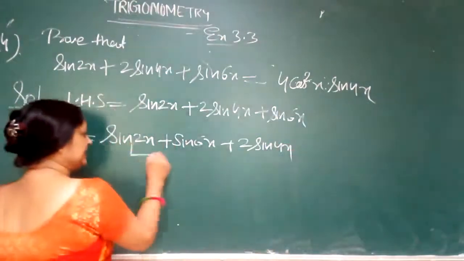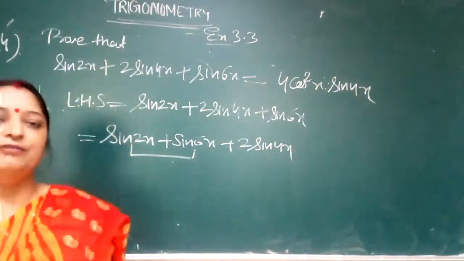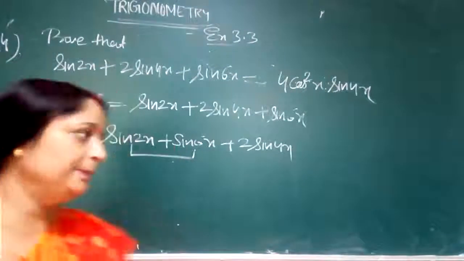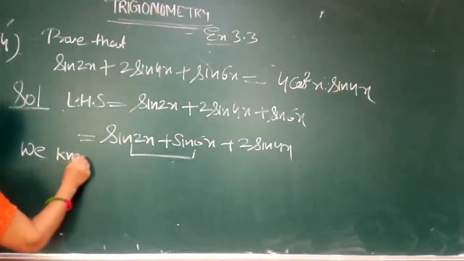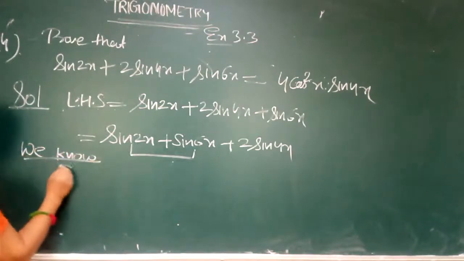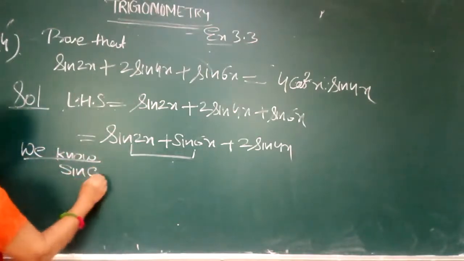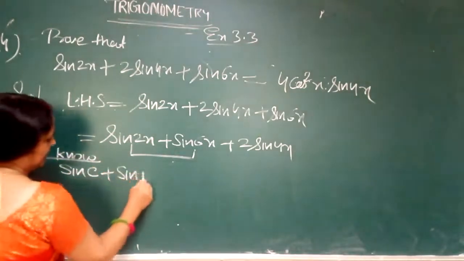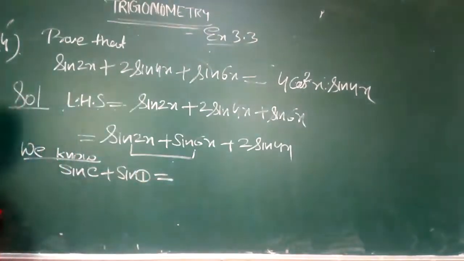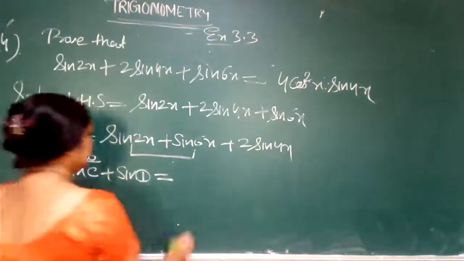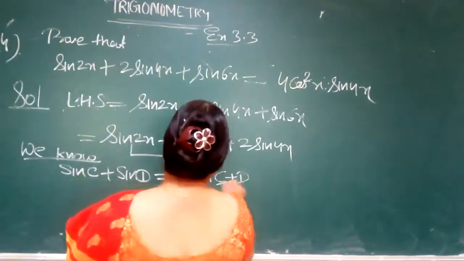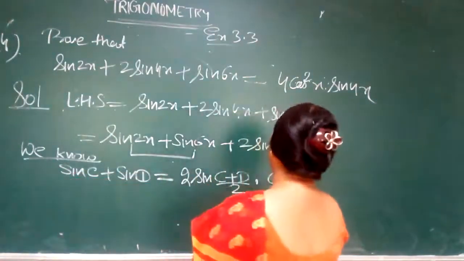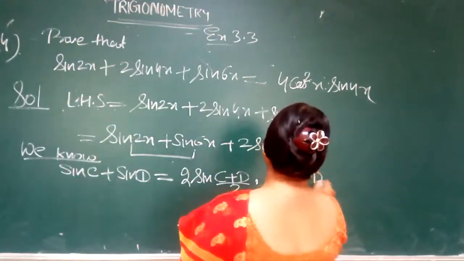Now students, here we can apply the formula. Which formula we can apply here? This is in the form of sine C plus sine D. What is the formula of sine C plus sine D? That is 2 sine of (C plus D) upon 2 into cos of (C minus D) by 2.